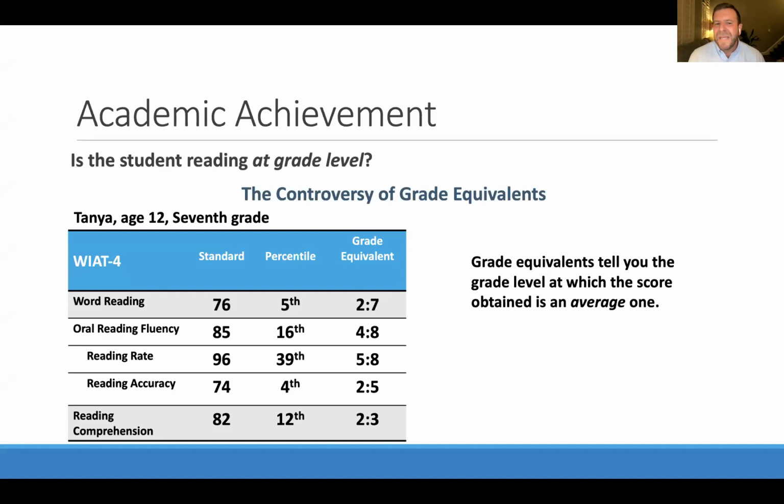What that means, for example, with word reading here for this student, Tanya, is that the raw score, the total number of words that Tanya read, is more typical of a student at the 7th month of 2nd grade. So that's the average number for students at that level. And that's important. It still gives us important information. What we can't say is that Tanya is reading at the 2nd grade level.